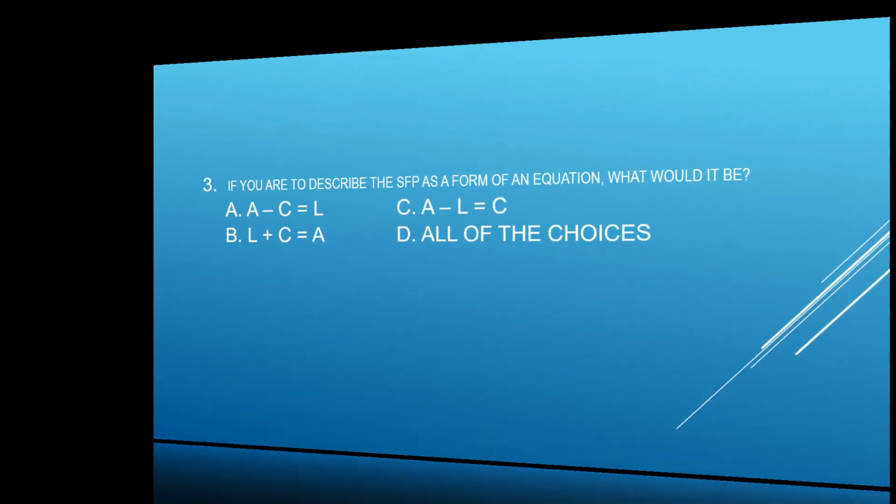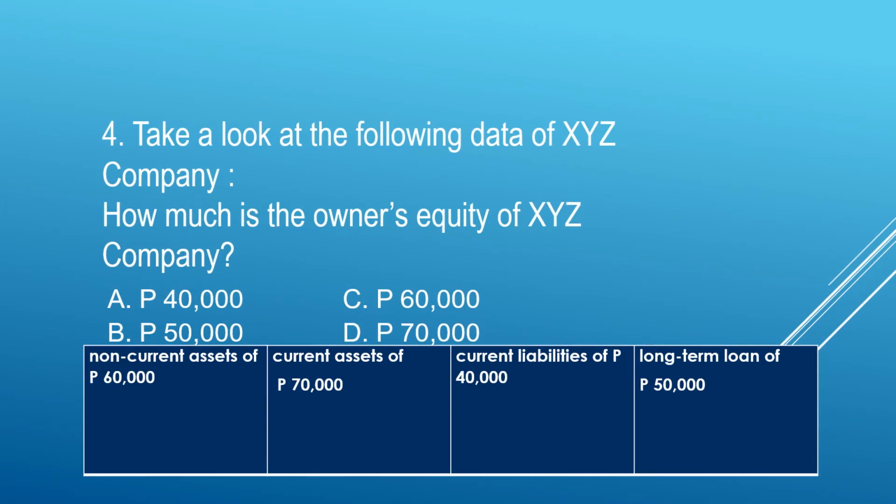Number 4. Take a look at the following data of XYZ company. How much is the owner's equity of XYZ company? So the data is inside the box. Non-current assets of 60,000, current assets of 70,000, current liabilities of 40,000, and long-term loan of 50,000.